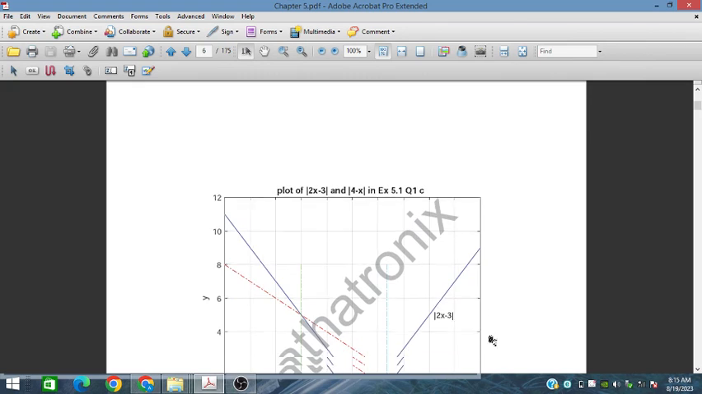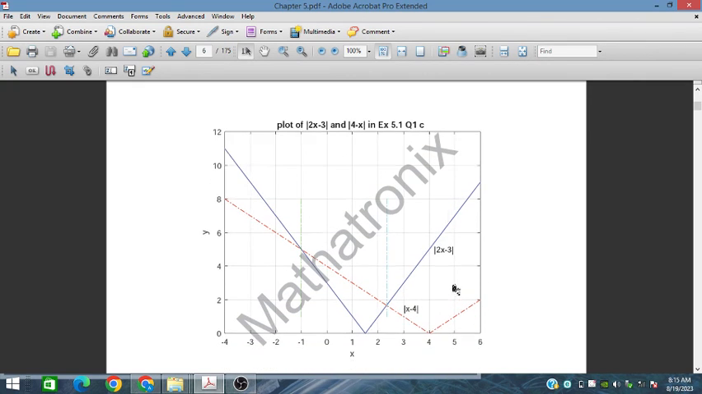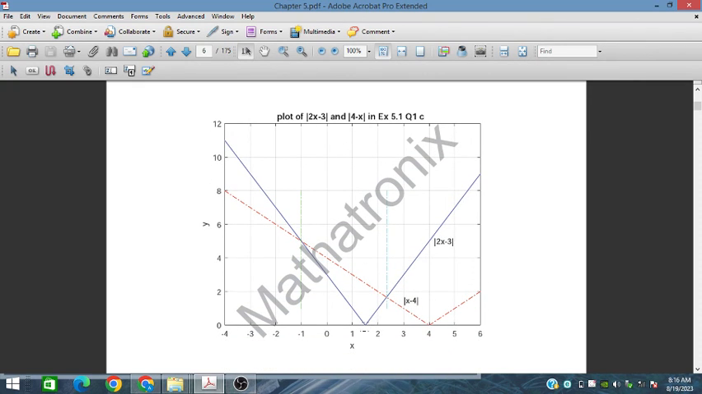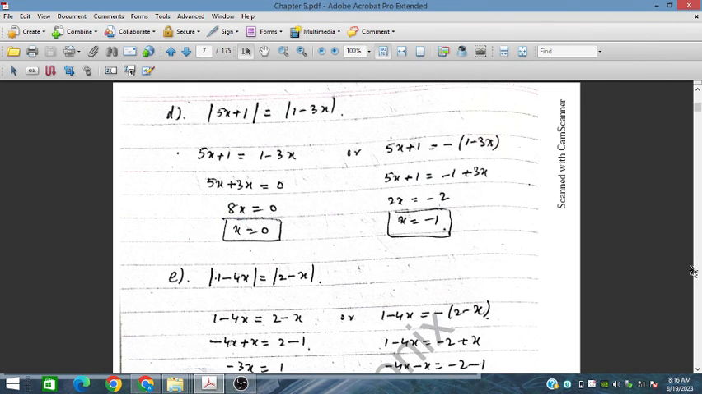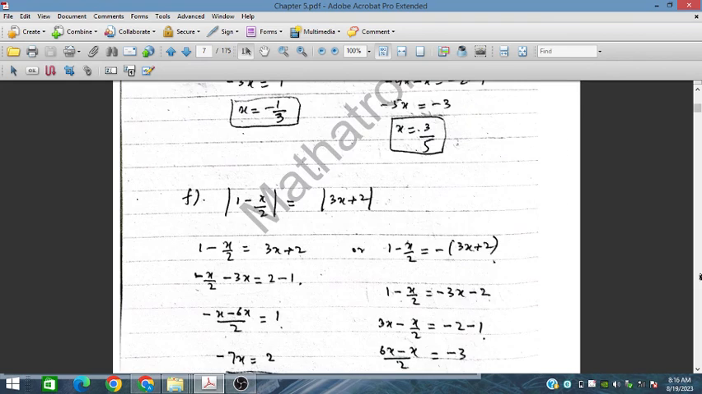This is question number C. 2x minus 3 is this graph, and this is the reflection, and similarly 4 minus x is this graph, and this is the reflection. So they intersect at two points, at two places, this one and this one. So we have these two solutions. Similarly, part D, E, F, we can solve it, so the solutions are here.